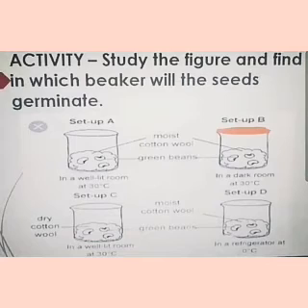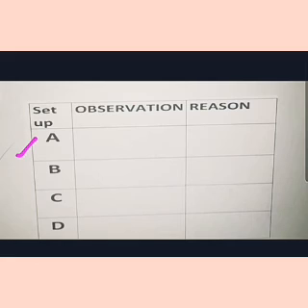Now, here in this activity, you have to find out in which beaker the germination of seeds will take place. So, here you can see that the 4 setups are framed with certain conditions provided in each setup. From this, you have to come to the conclusion in which setup germination will take place and in which setup germination will not occur, along with the reason behind this. Your table will look something like this, where you have to compile all your observations. Like in setup A, your observation will be whether germination will take place or not, and the reason behind this in another column.